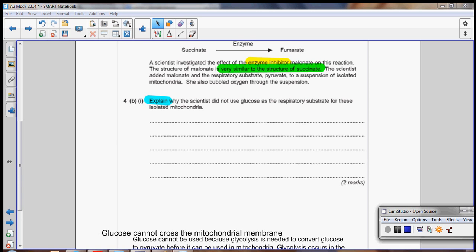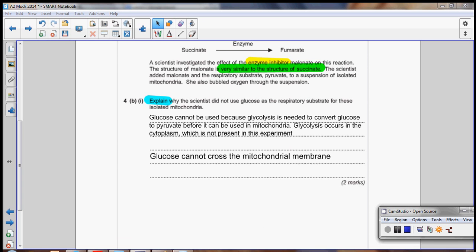So mitochondria need one of those two things really to work, preferably pyruvate, which is what's been given in this experiment. So the reason we can't use glucose is because mitochondria have no way of dealing with that and metabolizing it. This is a 2-mark question, and these are the 2 answers that I've put in.